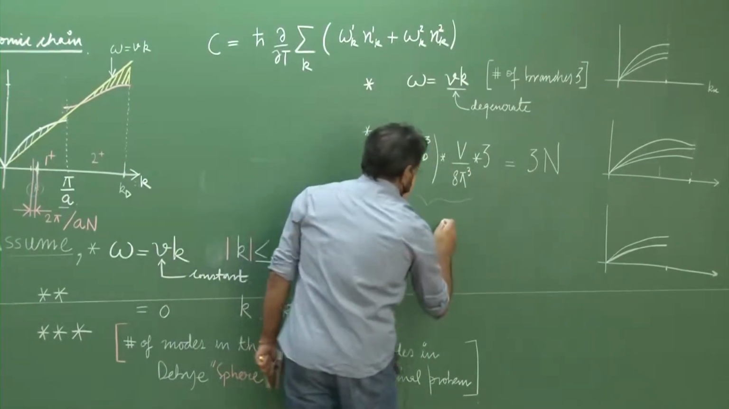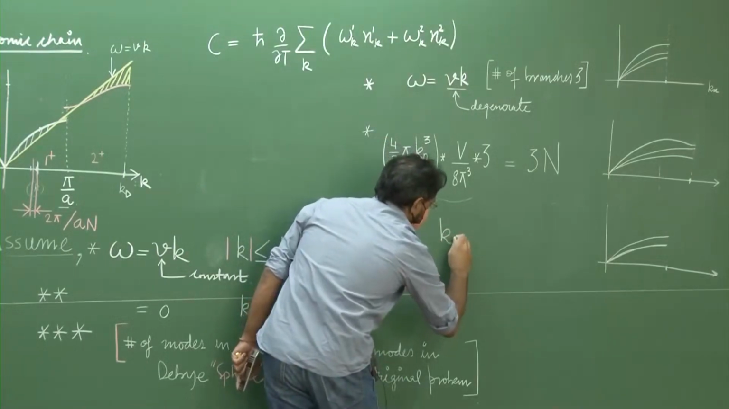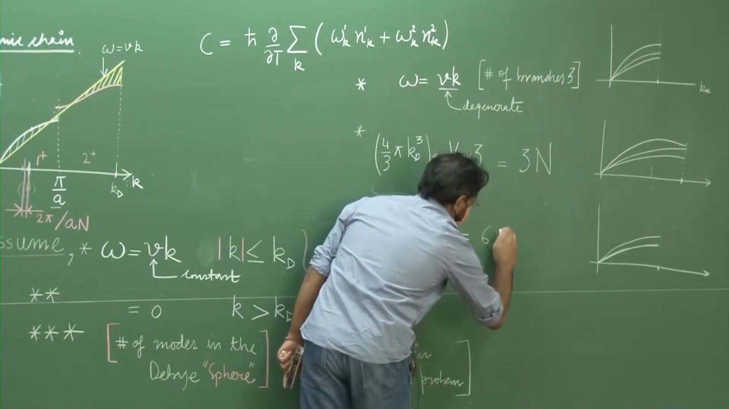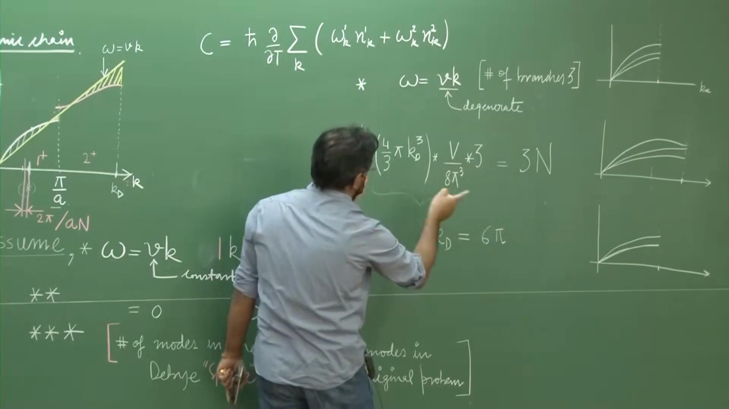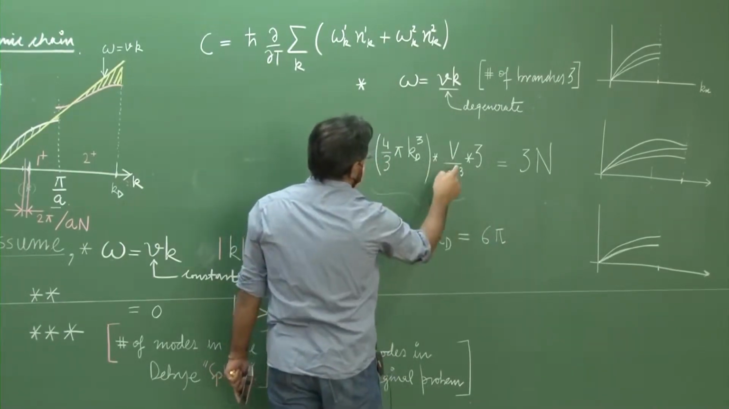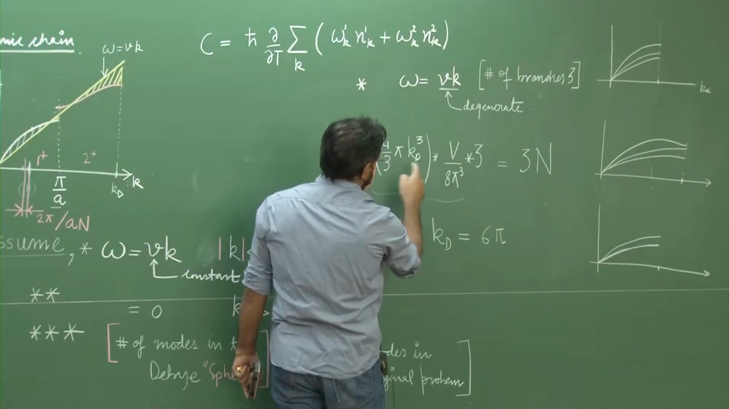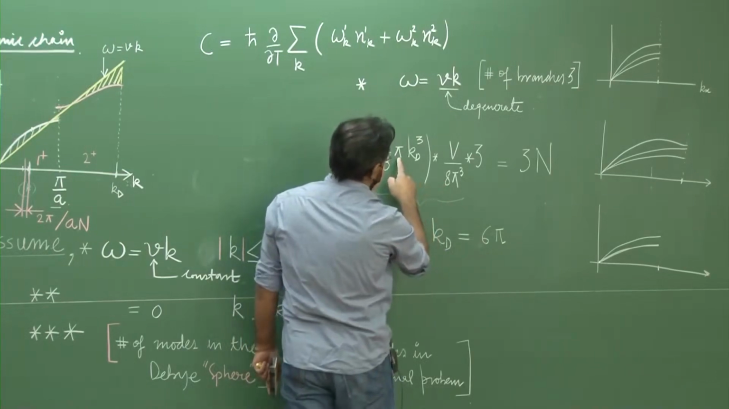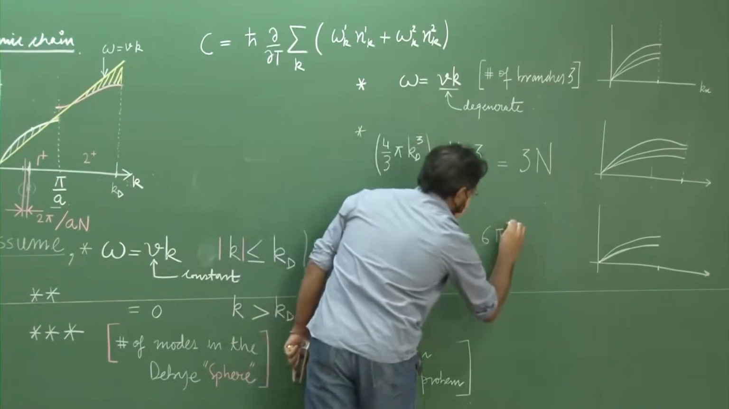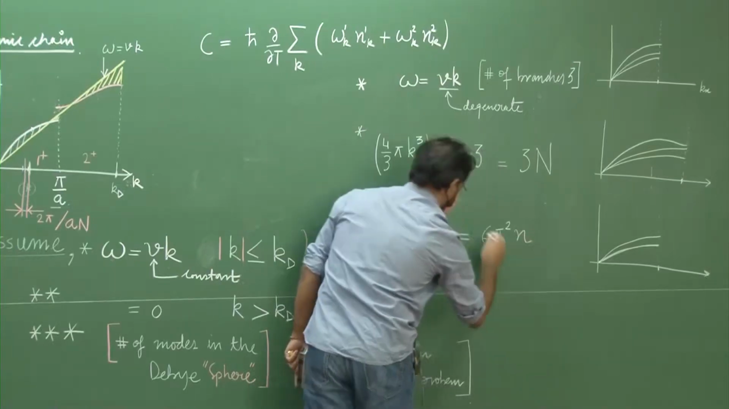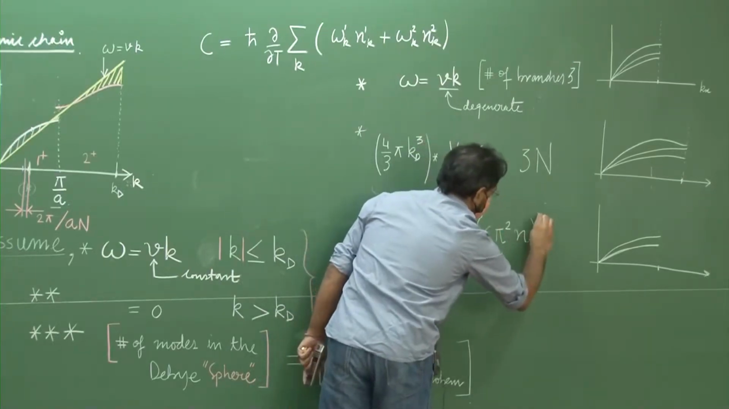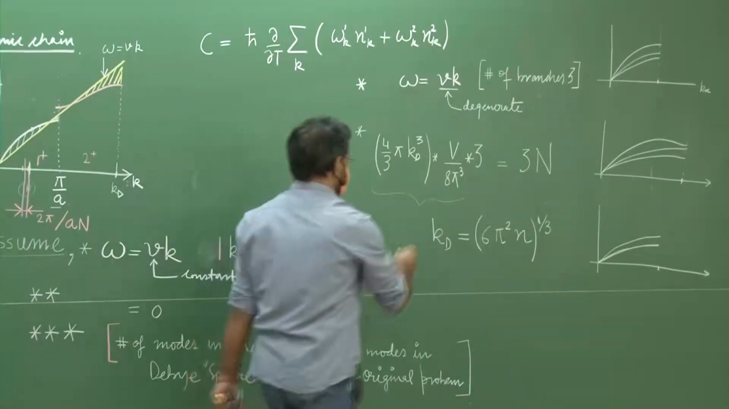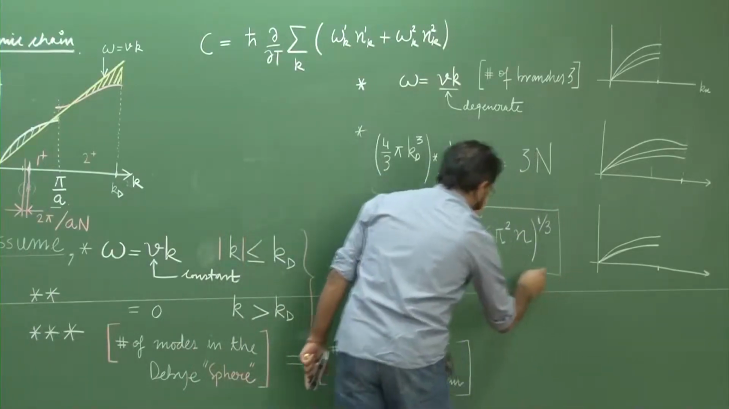So, if you solve it, you will see that the radius of the Debye sphere will come out to be 6 pi square, 3 will cancel out, and then we will be left with 4, and this 4 and 8 will cancel out. So, 2 into 3 will be 6, so 6 here, and you will be left with pi square, because pi and pi cube. So, 6 pi square n to the power 1 by 3. This is the radius of the Debye sphere.